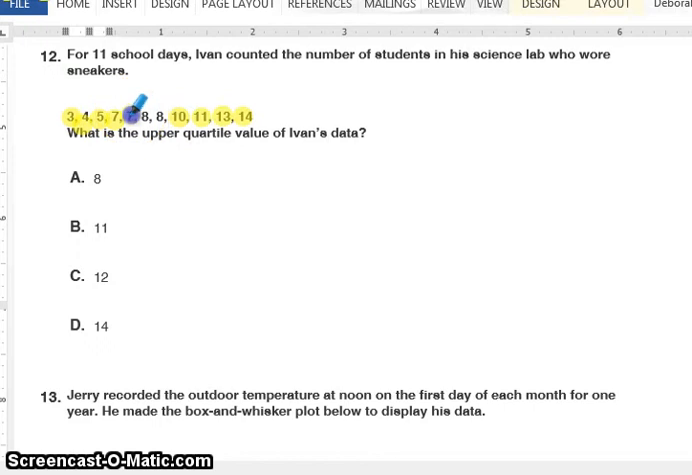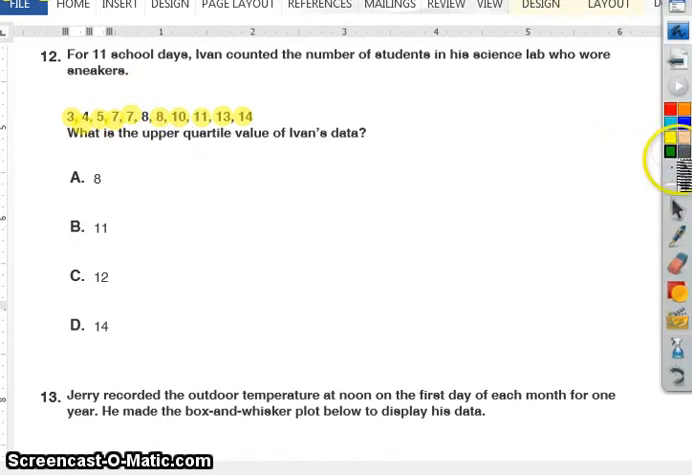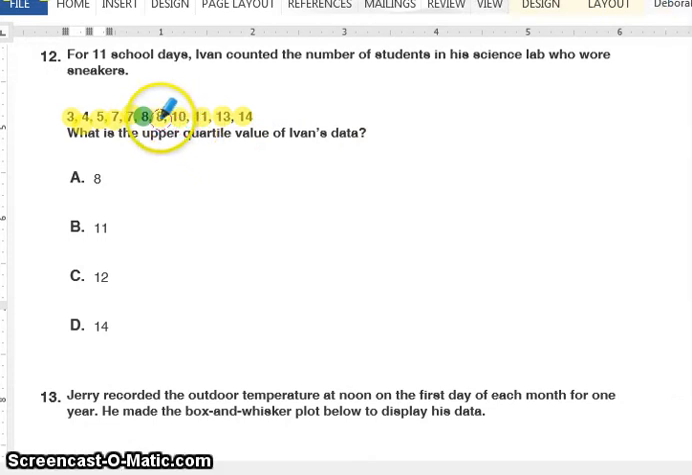1, 2, 3, 4. Okay, so the median is 8. Now, let's use a different color for the upper quartile. 8, 14, 10, 13. So that means that this right here, the 11, is the upper quartile.